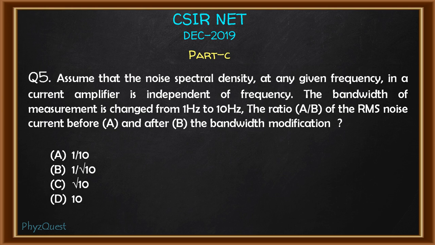The question is, assume that the noise spectral density at any given frequency in a current amplifier is independent of frequency. The bandwidth of measurement is changed from 1 Hz to 10 Hz. So we need to find out the ratio of the RMS noise current before and after the bandwidth modification. Four options are given and we need to choose the correct option.